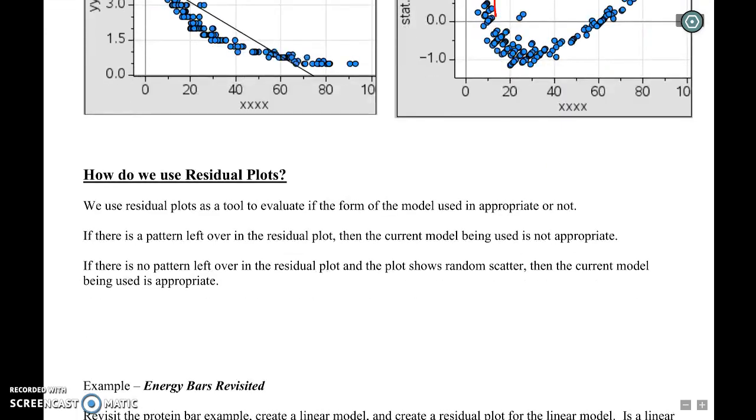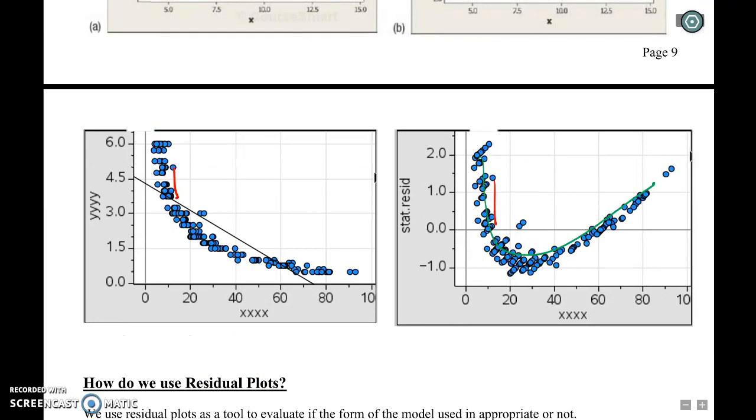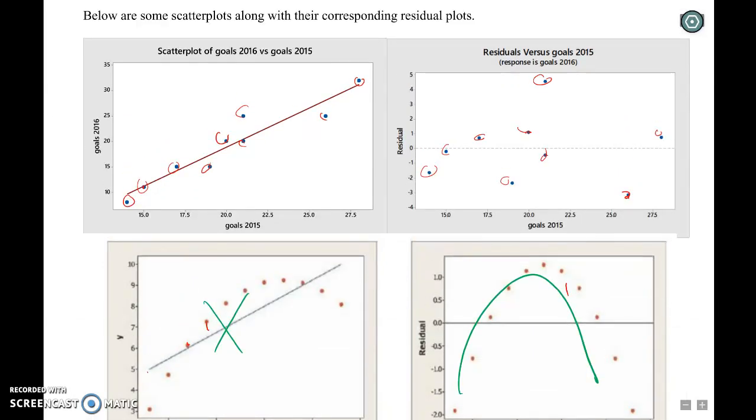So how do we use these residual plots? Why are they important? Well, we use residual plots as a tool to evaluate if the form of the model is appropriate or not. If there is a leftover pattern in the residual plot, then the current model is not appropriate. I can see a pattern. This is not an appropriate model. I can see a pattern. This is not an appropriate model. There's no pattern on this one, so this is an appropriate model.